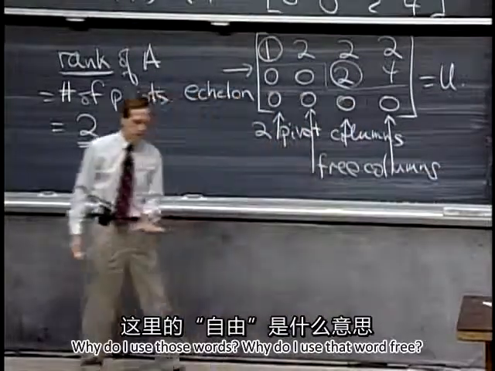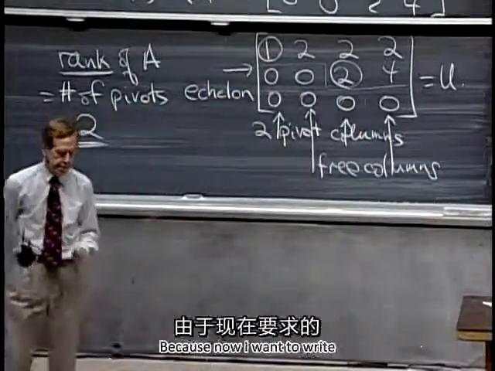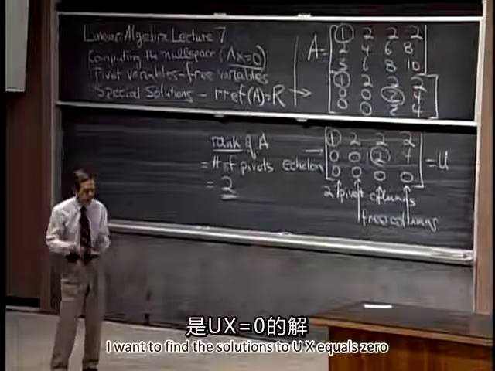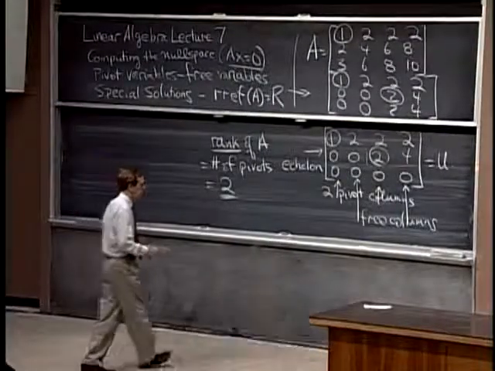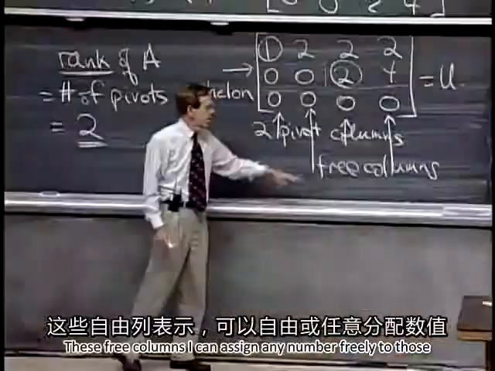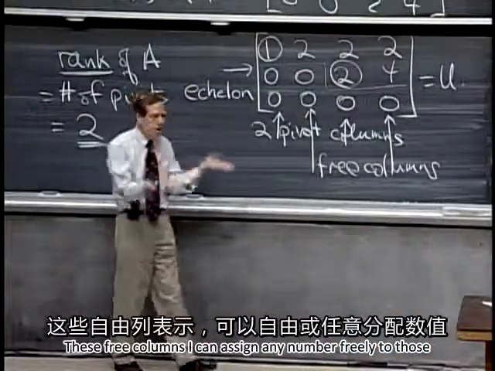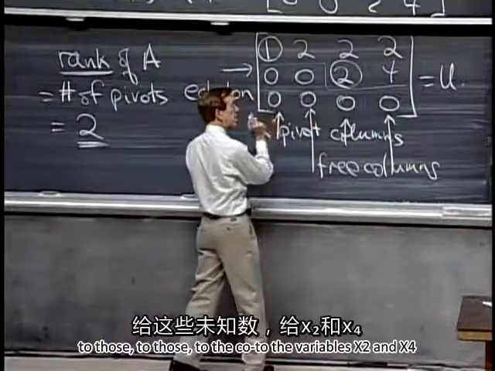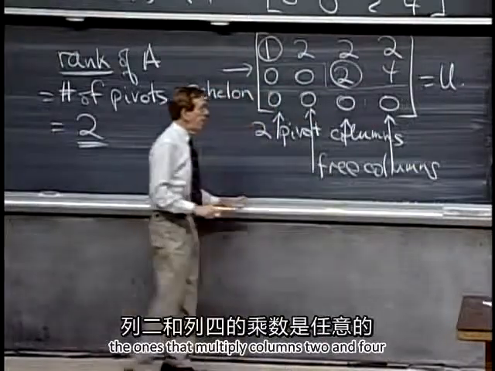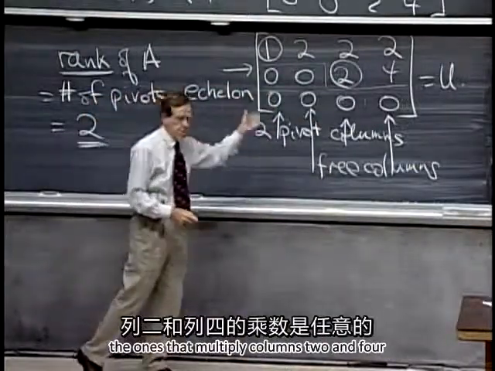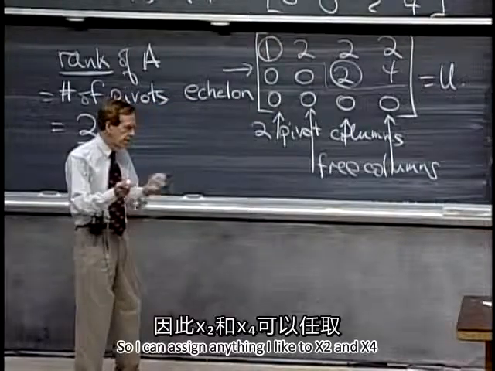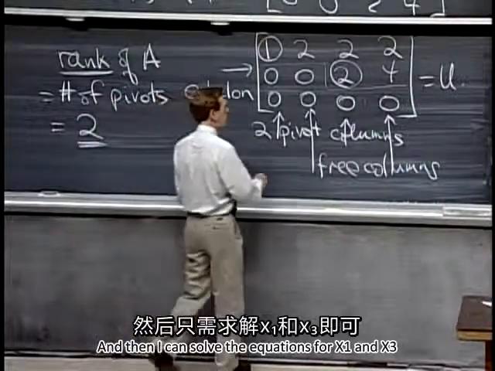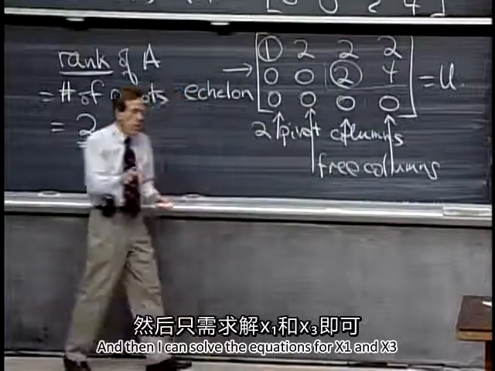Why do I use that word free? Because now I want to find the solutions to Ux equals 0. Here's the way I do it. For these free columns, I can assign any number freely to the variables x2 and x4, the ones that multiply columns 2 and 4. So I can assign anything I like to x2 and x4. And then I can solve the equations for x1 and x3.